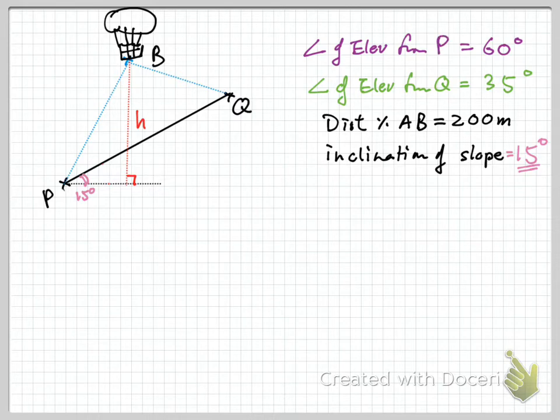Now, P and Q are not lying on the same horizontal line. They are lying on a slope. The inclination of the slope is 15 degrees. The pink angle here is the inclination of the slope. Now, first of all, we have the angle of elevation from P. I mark it in the purple angle, it's 60 degrees.